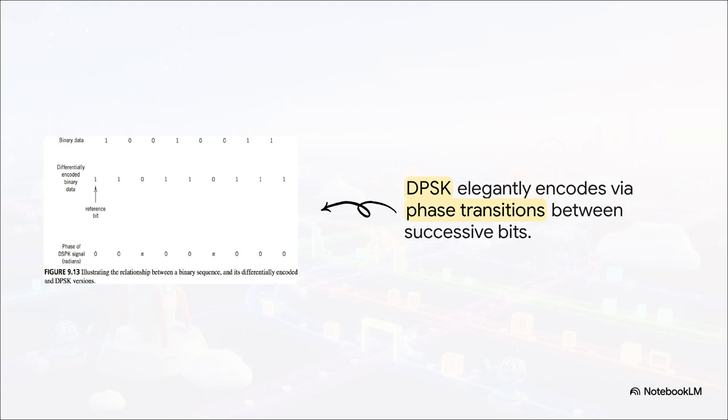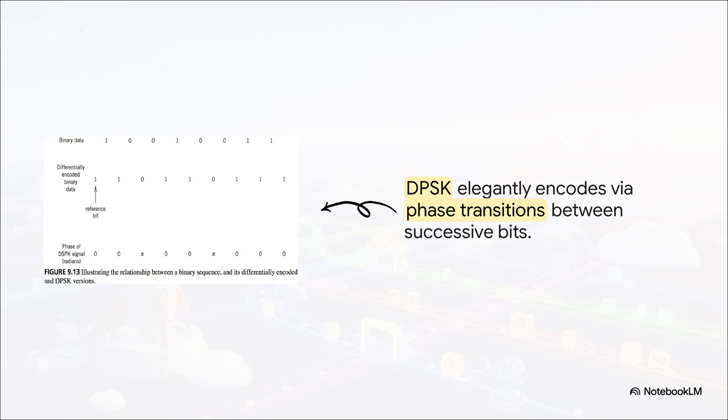Now here's a really clever engineering workaround, differential phase shift keying, or DPSK. Remember coherent receivers? They are super precise, but they require the hardware to perfectly lock on to the exact absolute phase of the incoming carrier wave. That is notoriously difficult and expensive to do. DPSK just entirely sidesteps the problem.